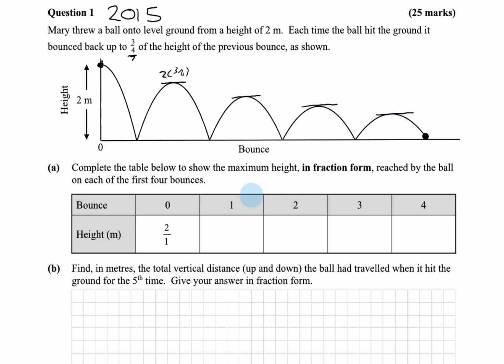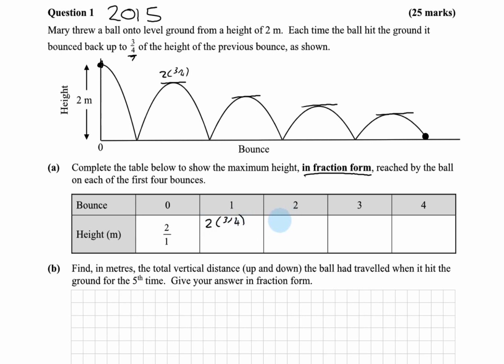So the first question we're asked is to complete the table below to show the maximum heights, in fraction form, reached by the ball on each of the first 4 bounces. So you just want to make sure that we're doing the fractions. The initial starting point is 0 because it's before we do any bounces, when we first drop it. And then we're going to have 2 multiplied by 3/4.